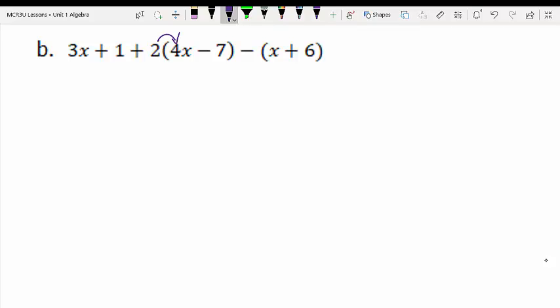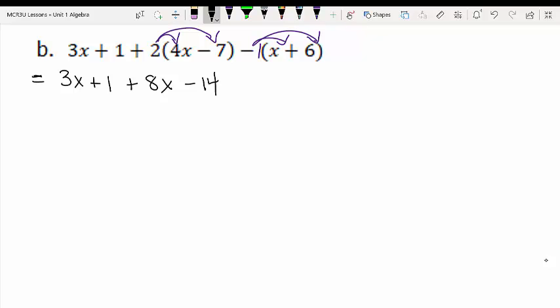Okay, so we've got to use the distributive property here and here, and remember that's technically a negative 1. Okay, so positive 2 times 4x is 8x. Positive 2 times negative 7 is negative 14. Negative 1 times x is negative x. And negative 1 times negative 6 is negative 6.